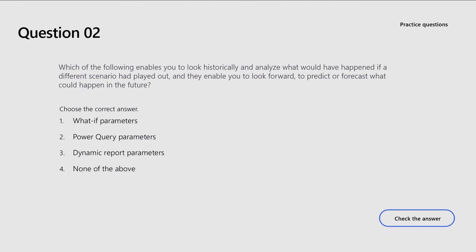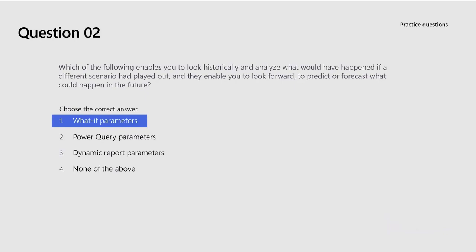So the next one is, which of the following enables you to look historically and analyze what would have happened if a different scenario had played out, and enables you to look forward to predict or forecast what could happen in the future? Options are what if parameters, or Power Query parameters, or dynamic report parameters, or none of the above. Correct answer is what if parameters.